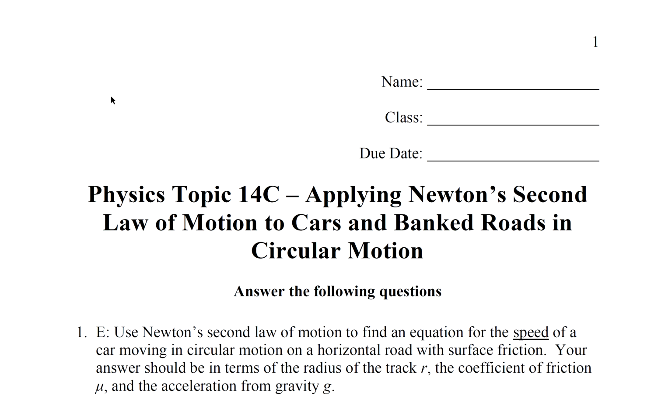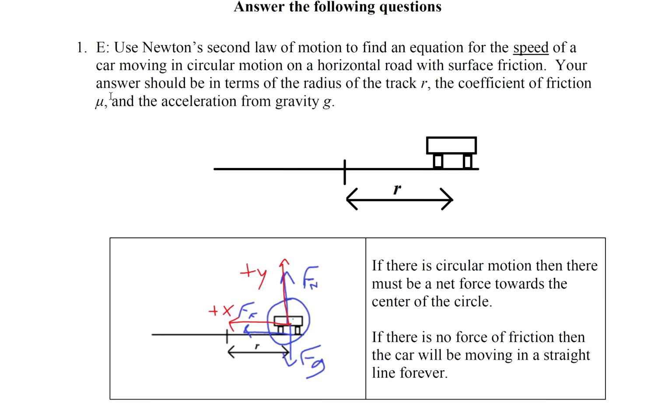This video is on applying Newton's second law of motion to cars and banked roads in circular motion. Question 1. Use Newton's second law of motion to find an equation for the speed of a car moving in circular motion on a horizontal road with surface friction.